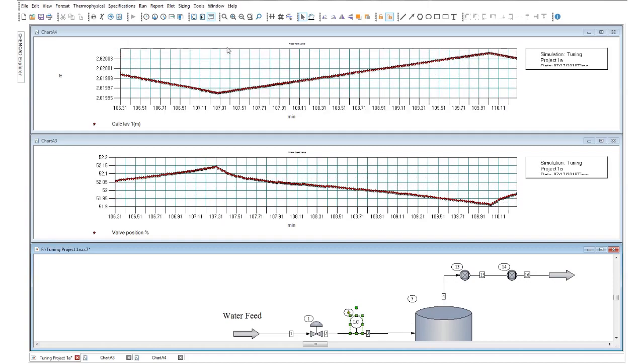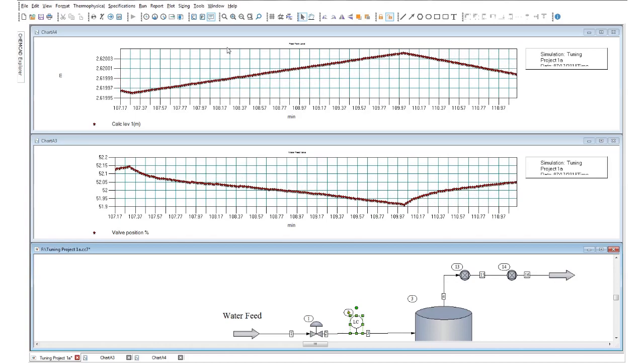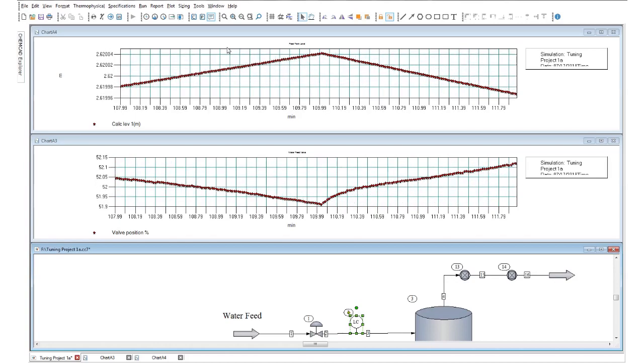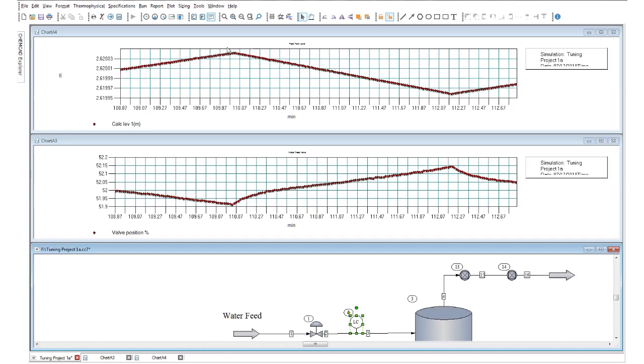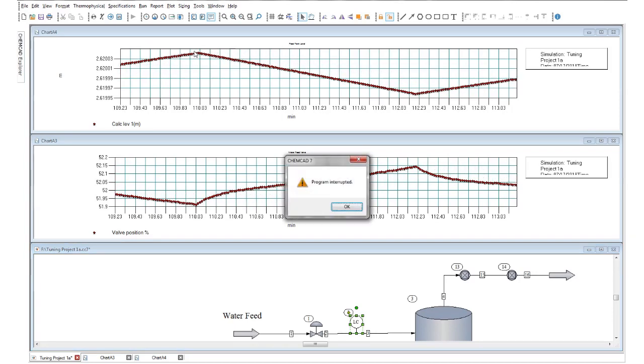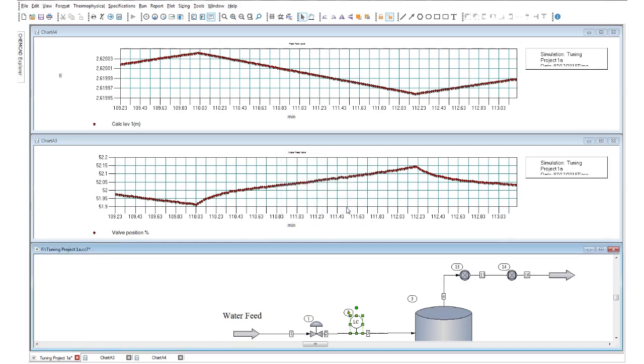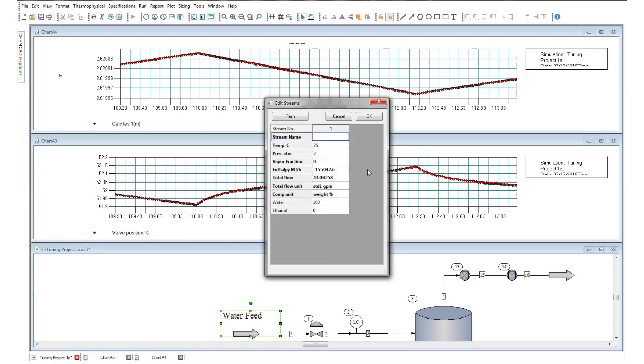But a true test of a controller is whether or not it can handle an upset or a change to my process. So I'm going to hit escape and look at changing my process. I'm going to do that by looking at my water feed pressure. Right now it's at 2 atmospheres. Let's say my water pressure should start to fall. I'm going to make that 1.5 atmospheres.